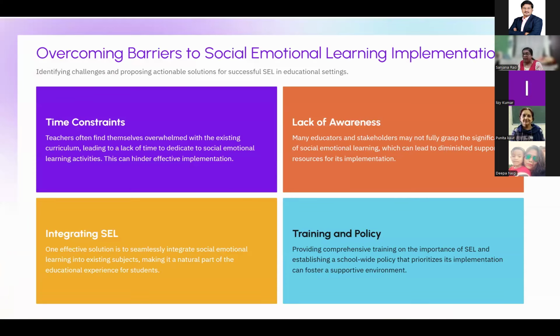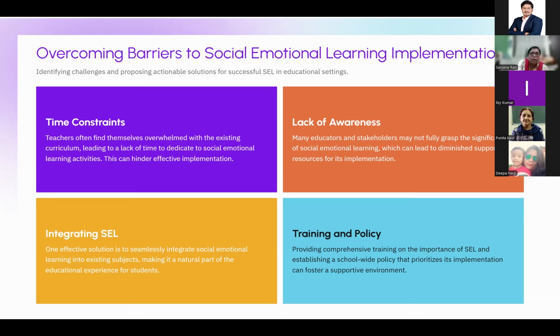So, overcoming the barriers of social and emotional learning implementation. To implement this, what are the barriers we are facing? Time constraint, where we are engaged with a lot of work, where we don't have time to think about all these things. This is one thing. Lack of awareness. So many of the stakeholders don't understand. They want to grasp it fully and implement it. Then only we can do our fullest. The support from parents as well as the management is very much important for us to reach the fullest.